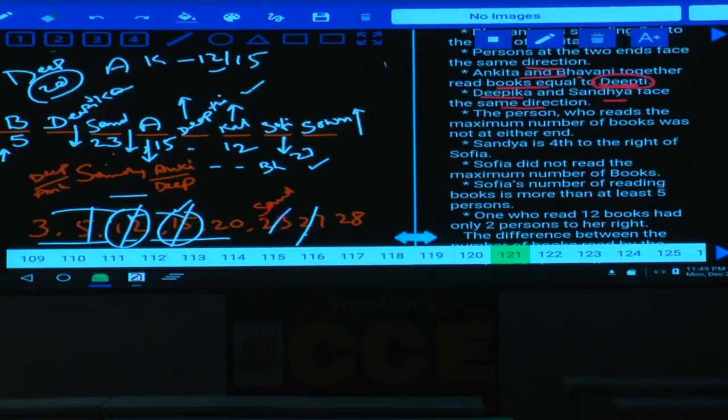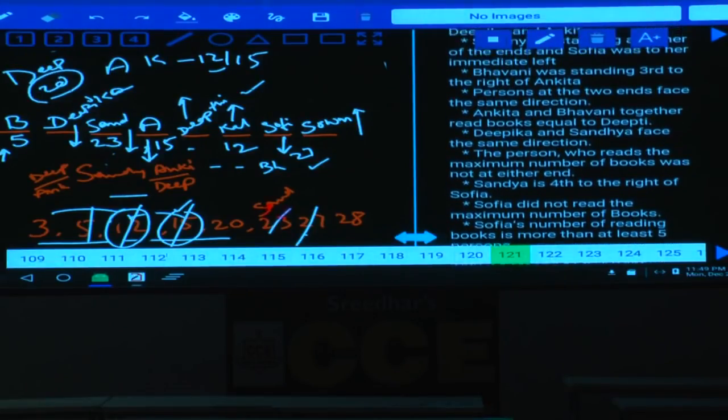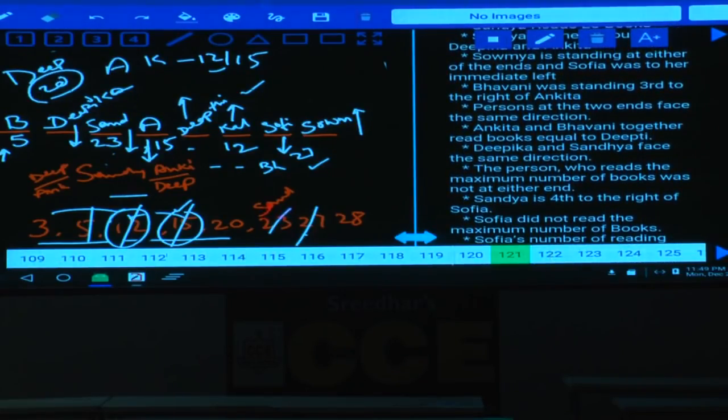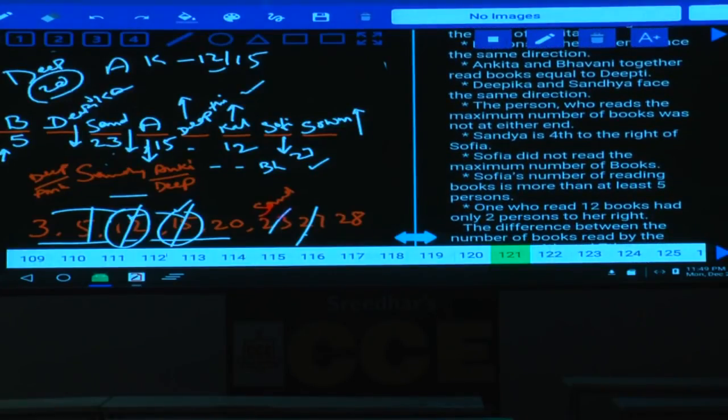Now among 3, 20 and 28, the person at the corner is not reading the maximum number of books, isn't it? Hence this Soumya is not reading 28. Either Deepthi or Deepika must read 28. Now is there any information regarding Deepthi and Deepika? Ankita and Bhavani together read is already used. Next input: Sophia's number is more than at least one who reads 12 books, who had only 2 persons to the right.